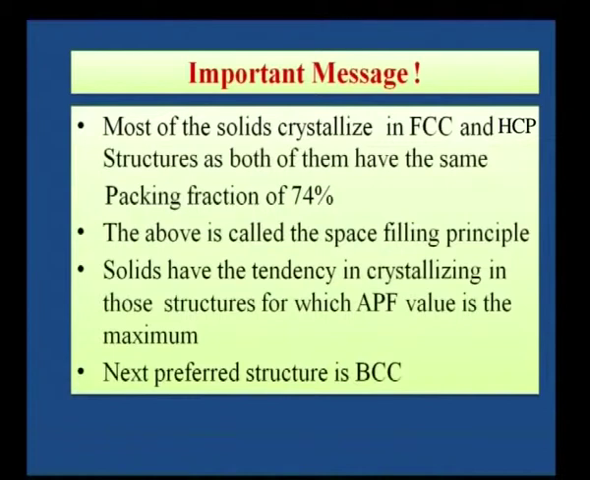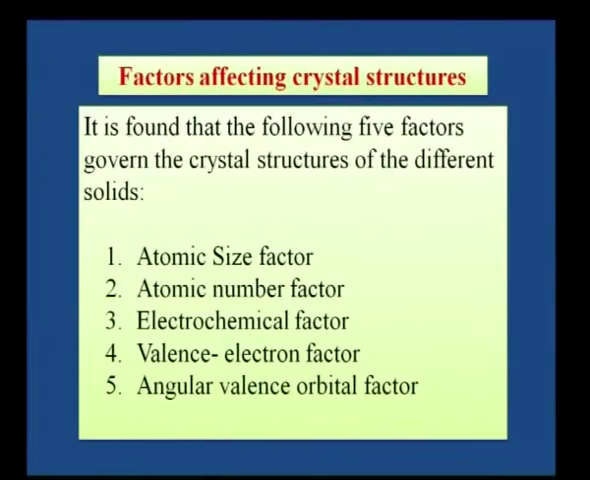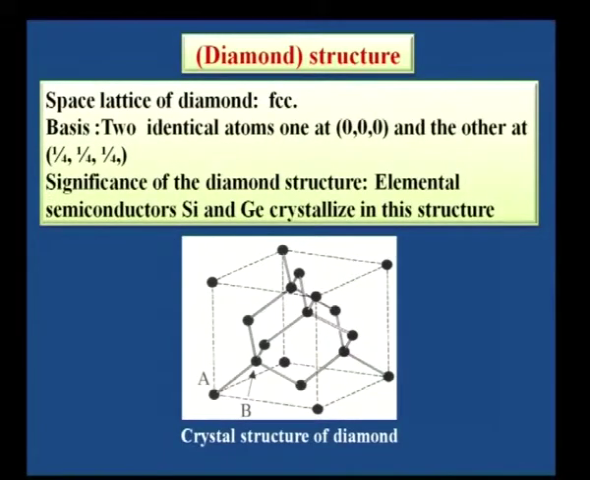Then the factors which govern the crystal structures are the atomic size, atomic number, electrochemical factor, valence electron factor, and angular valence orbital factor. That is, how the p lobes look at the d electron or s electron and so on. So, these are some of the factors which govern the crystal structures. Then we will pass on to the diamond structure.